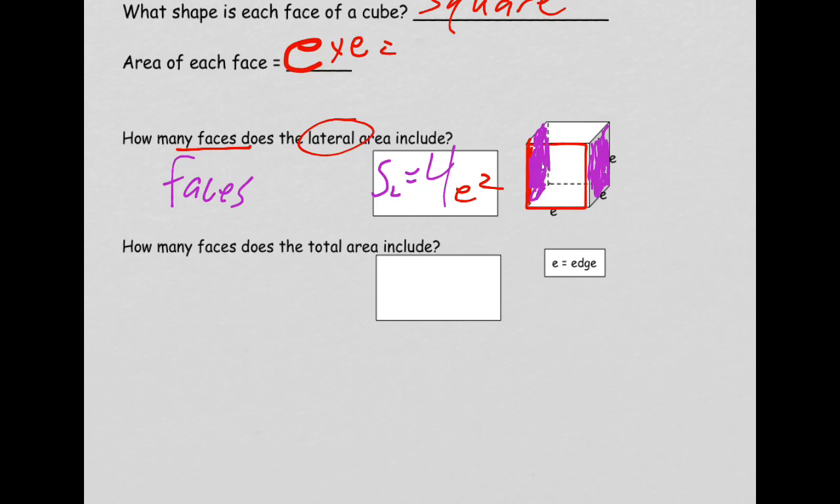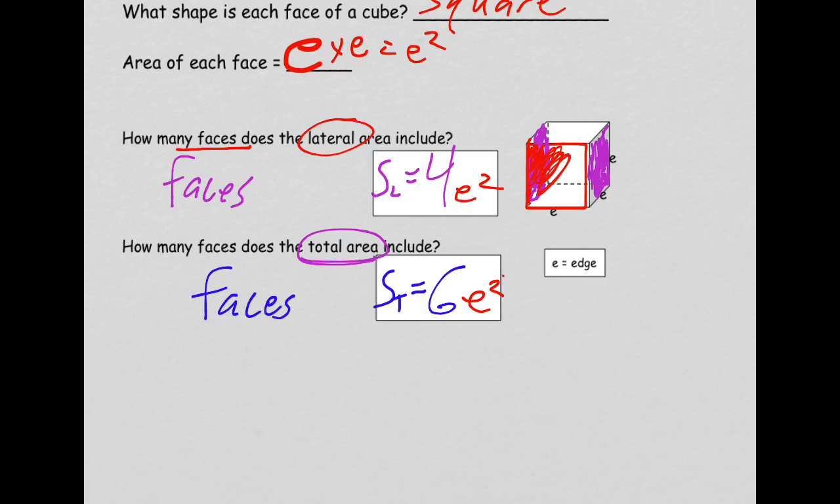How many faces does the total area include? And we're talking total. Well, that's just my sides plus my 2 bases, so that's 6 faces. And if I'm trying to find the total area of all the faces on my cube, then I'm just going to take those 6 faces and multiply them times the area of each of those faces. So 6E squared. Basically, guys, all I'm doing is taking the area of one of my faces and then multiplying it times however many faces I need to find the area for.